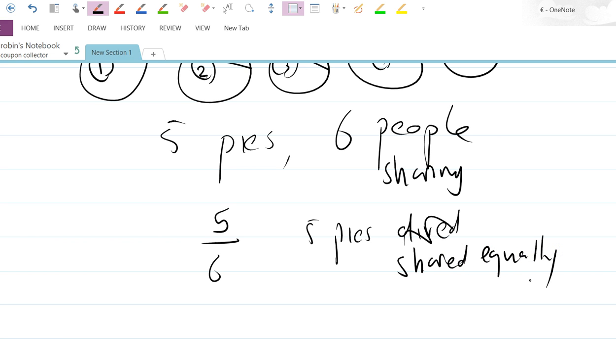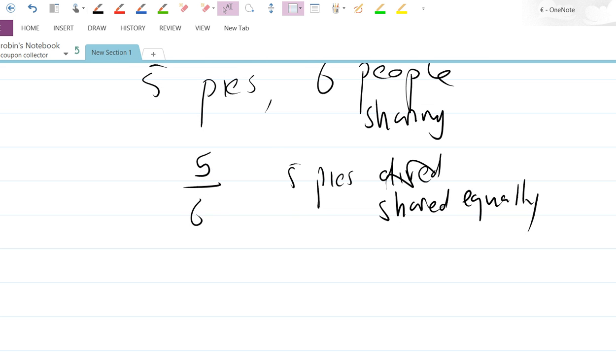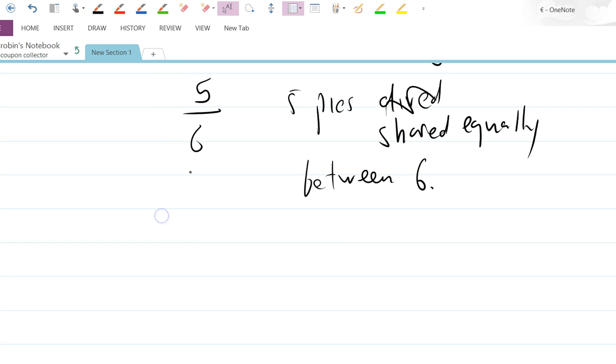You've got to say equally, because otherwise you might say, well, one person gets a big slice and one person gets a small slice. 5 pies shared equally between 6. So there you go, 5/6. Okay, I'll stop there. It's pretty straightforward, that.